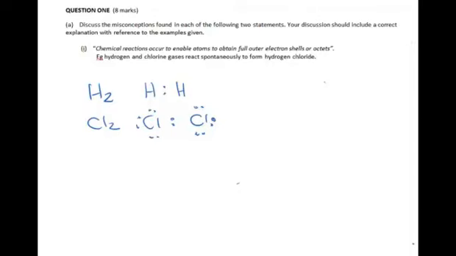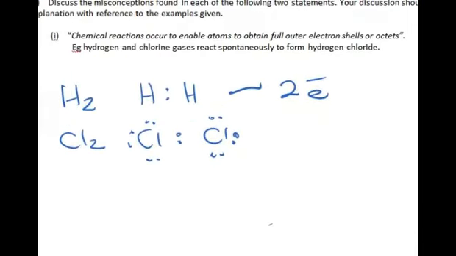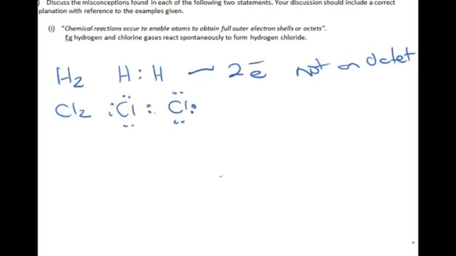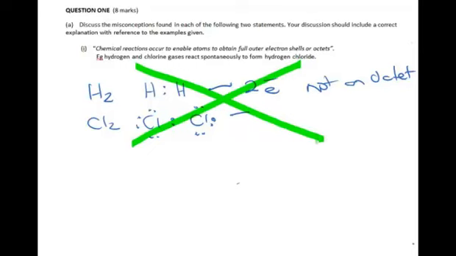Hydrogen has a full outer shell and it only has 2 electrons that it's sharing in that covalent bond. So clearly that's not an octet. And then we've got the chlorine atoms, which share an electron pair in a covalent bond and have a full outer shell. So both these molecules have full outer shells, and yet clearly they are not reacting to gain full outer shells. They already have them. So that doesn't seem to be a major issue. So we'd point that out.